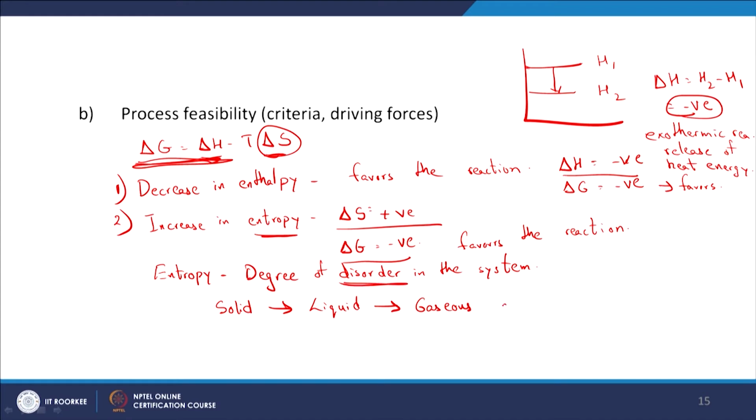Or if there is an increase in the number of moles of this system.